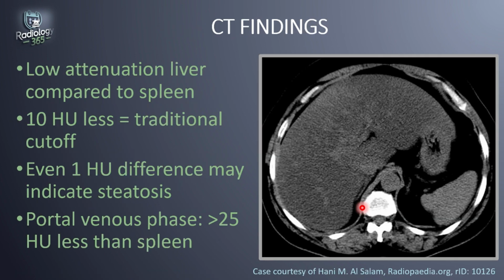On non-contrast CT, the liver becomes hypoattenuating compared to the spleen. Traditionally, a 10 Hounsfield unit difference is the threshold, but even a 1 Hounsfield unit difference may be significant. Fat attenuation is around negative 100 Hounsfield units, so it makes sense that if the liver is filled with fat, its attenuation value will generally reduce. So this image shows a diffusely hypoattenuating liver compared to the spleen in a non-contrast enhanced axial CT scan of the abdomen.